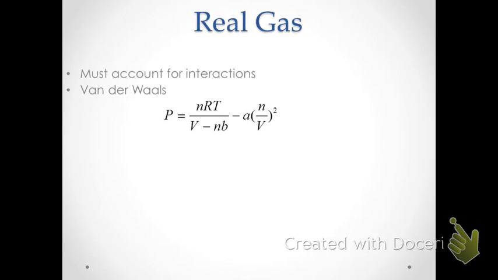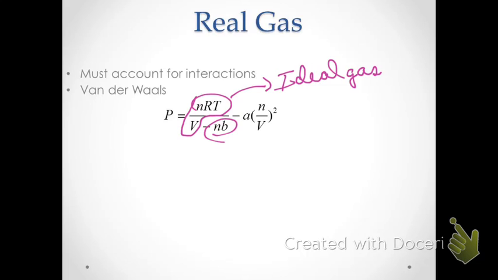One expression that we'll use, and we'll see some other expressions later in the semester, but one that makes the most sense intuitively, is what's called the van der Waals expression, and that's this expression right here. If you look real closely at this expression, you'll see that it bears some resemblance to the ideal gas law. You do see the nRT over V, but now you've got these additional terms here, this nb term, and this term out here, which is subtracted from the first term in the expression.